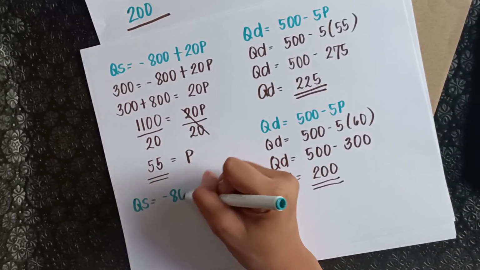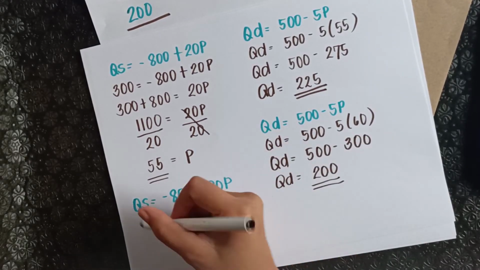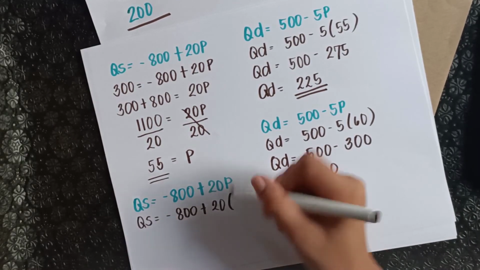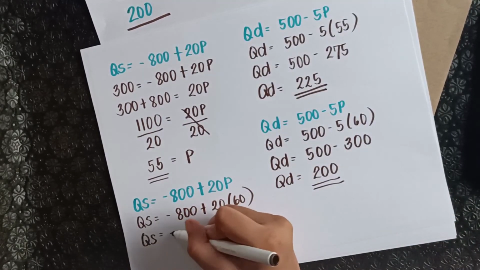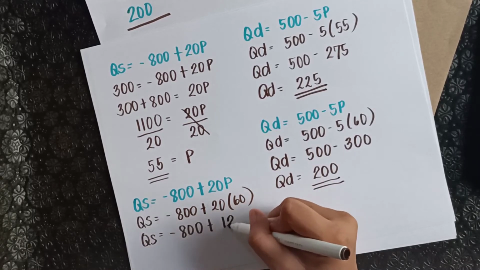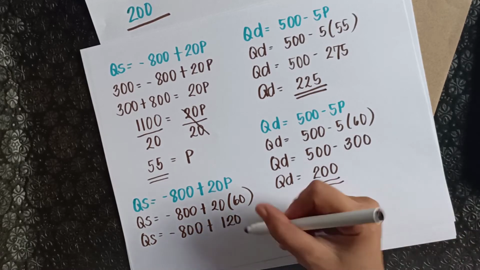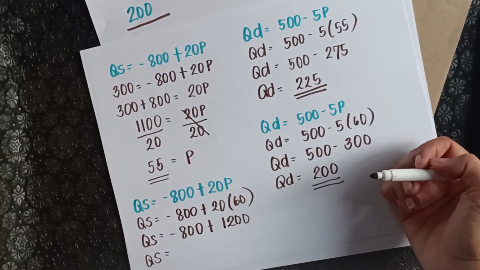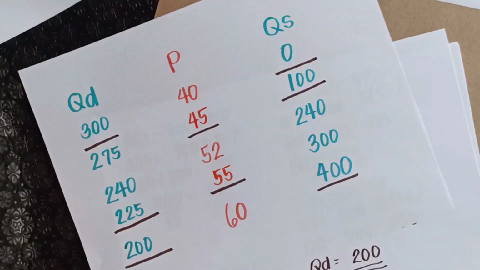For the last one, we have to compute for the quantity supplied at the price of 60. So the supply function, negative 800 plus 20p, just substitute the price, which is 60. So QS is equal to negative 800 plus 20 times 60, which is 1,200. Negative 800 plus 1,200 is equal to the QS of 400. So we have at the price of 60, the quantity demanded is 200 and the quantity supplied is 400.